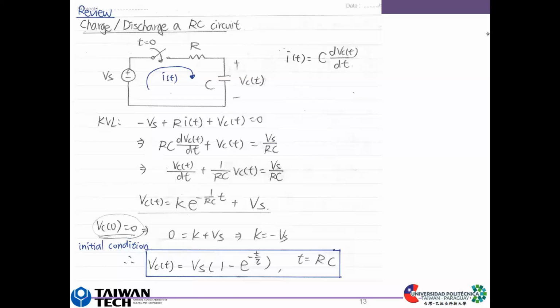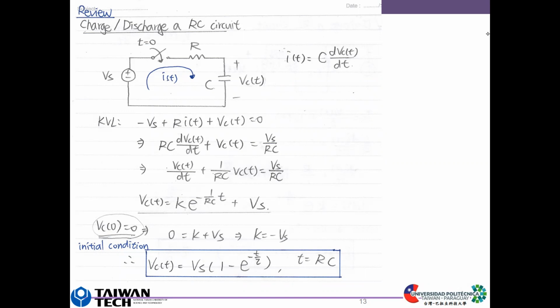Hi everyone, let's do a review on circuit analysis. The scope of the final exam will include the first order circuit analysis. So let's do a quick review. First is to look at the charge and discharge of an RC circuit.